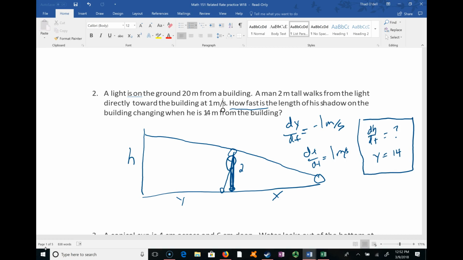Okay? So we need to write an equation that relates y to h. Because we know dy/dt, we want to know dh/dt, we know y, and we could probably figure out h.